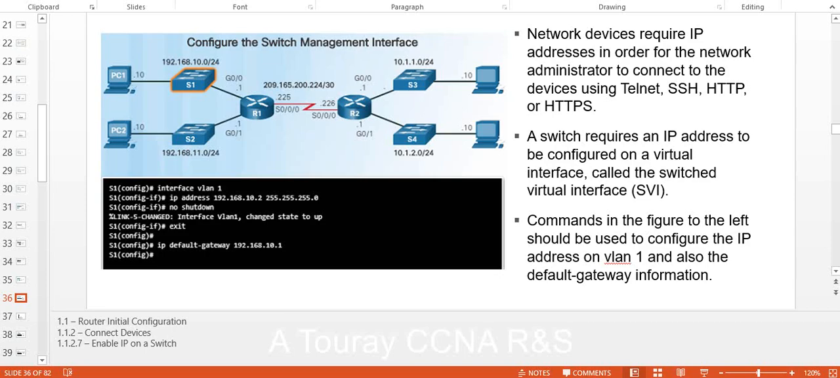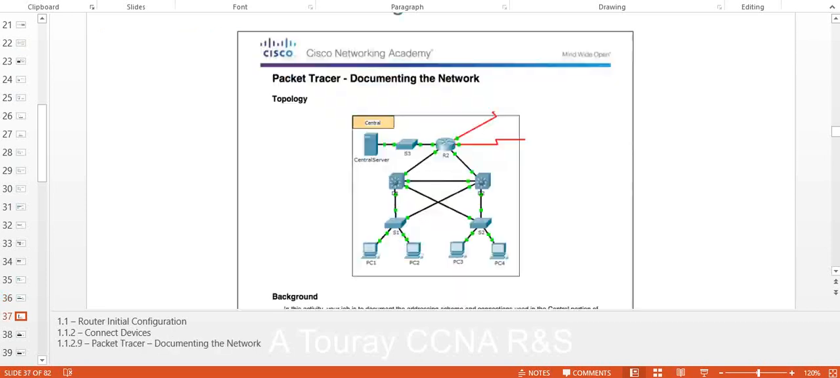The other reason why you give a default gateway to your switch is so it can also be accessed outside of its LAN. So I hope you are able to answer this if it comes across you in an exam or interview.